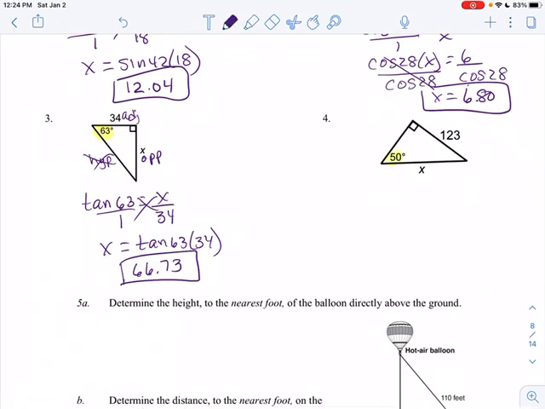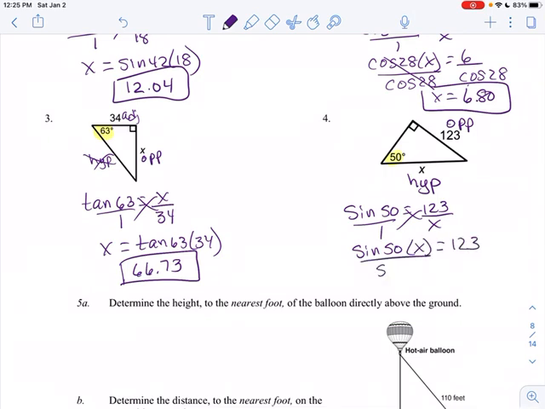Number 4, here's my angle. This is the hypotenuse. This is opposite. So I'm going to use sine because I have opposite and hypotenuse. So sine of 50 equals opposite over hypotenuse. Put a 1 under here, cross multiply. So sine of 50 times x equals 123.